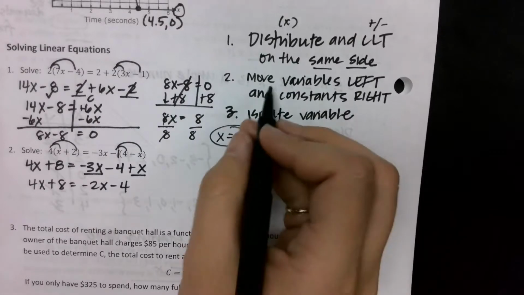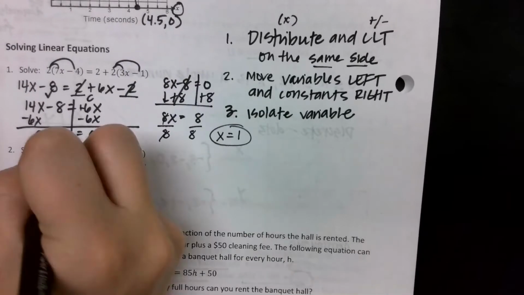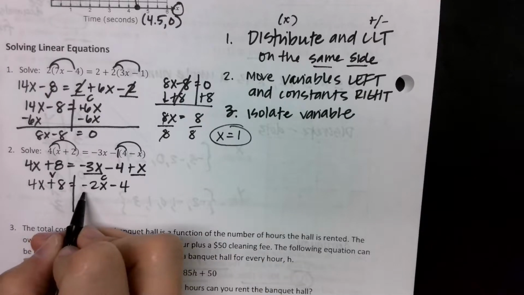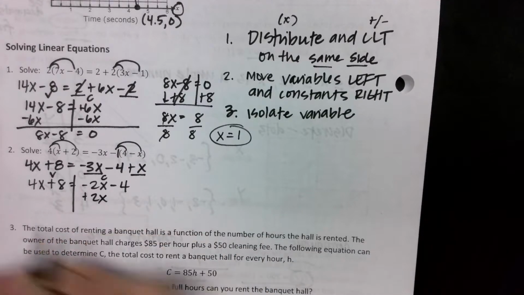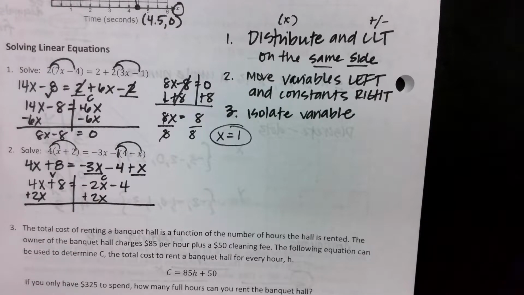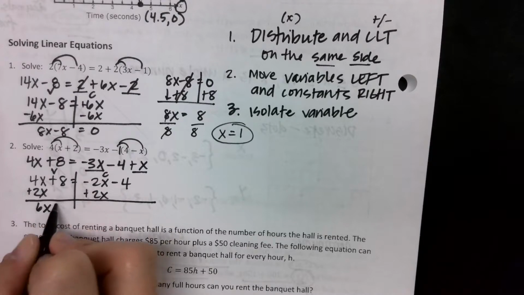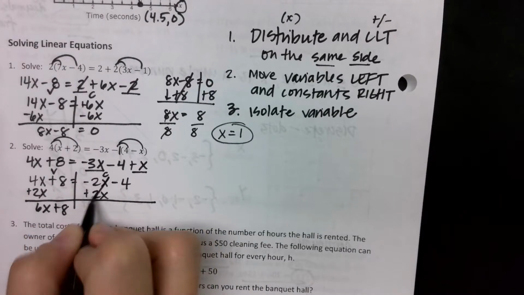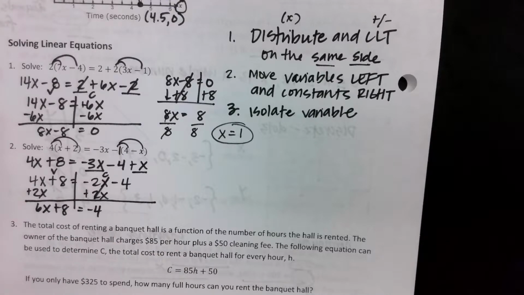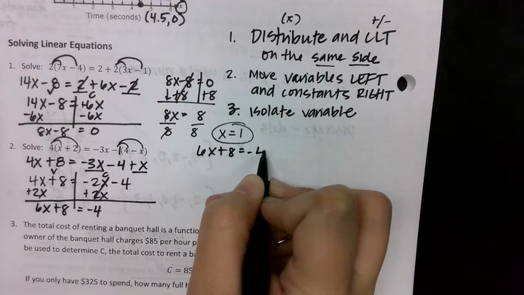Now I'm going to move on to step 2. Move the variables left and the constants right. Variables left, constants right. Inverse of a negative 2x is a positive 2x. I'm going to add it to my like term on the left side. 4x plus 2x is 6x. Bring down my positive 8. This cancels. Bring down my negative 4. Make sure you take the signs with you. 6x plus 8 equals negative 4.